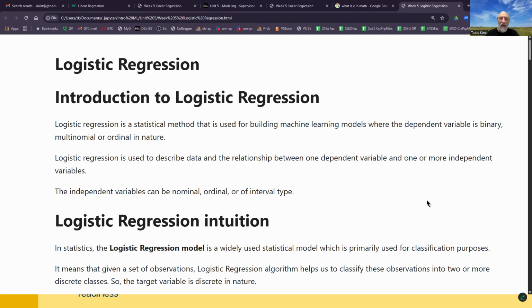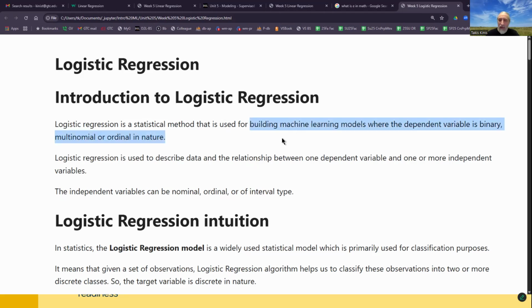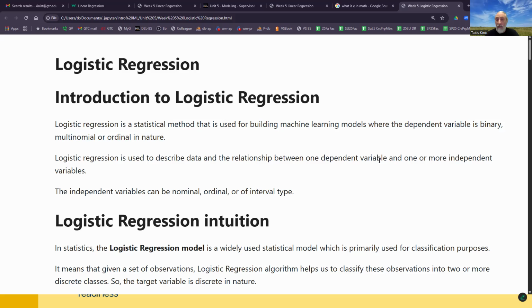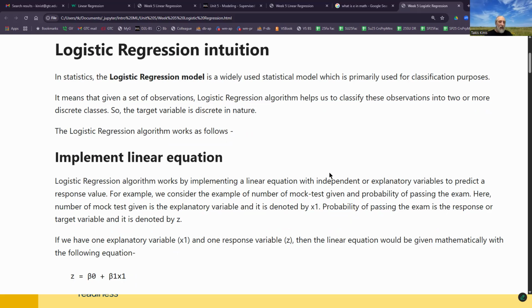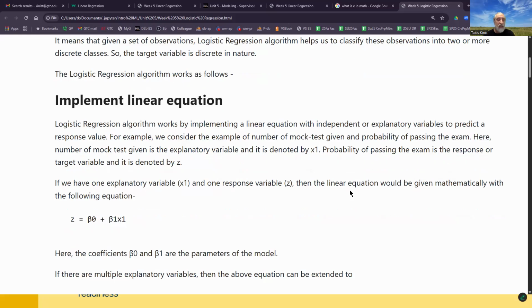So building machine learning models where the dependent variable is binary, multinomial, or ordinal in value, so one state or the other. It describes data and the relationships between one dependent variable and one or more independent variables, and then it can deal with any kind of independent variable, basically. All right, so what this basically does for us is it gives us a really clear and finite way of making a decision, basically.